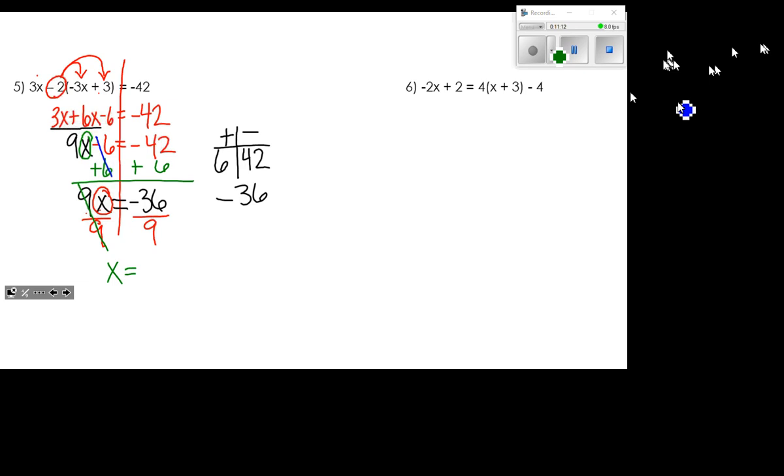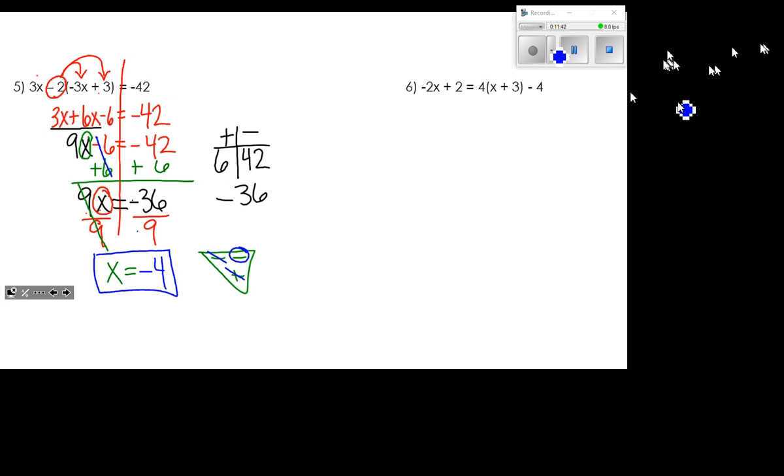And we're left with x equals, I know this is going to be a whole number, so I can go ahead and divide it. I can make Dorito Man to see if it's positive or negative. So I have a negative divided by a positive. So a negative divided by a positive is a negative. And 36 divided by 9 is 4. So my answer is x equals negative 4.